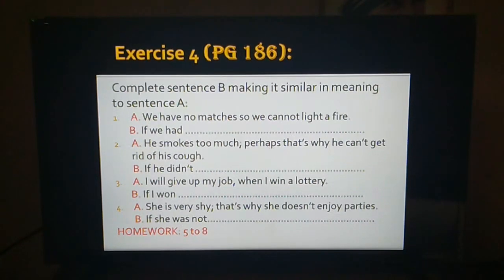So now we have the homework part. That is from 5 to 8. So 5 to 8 will be done as homework, page number 186. So now the next one.